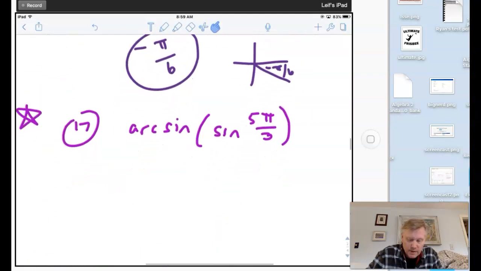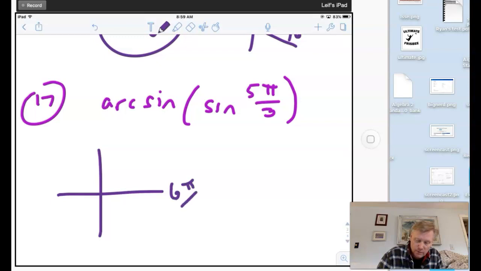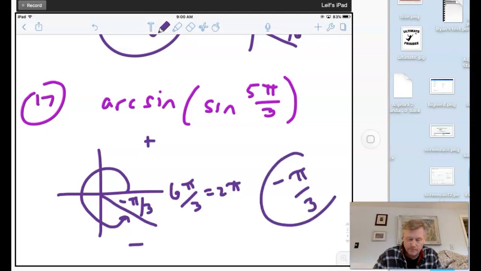17, arc sine. Once again, I got the arc in the front, so I could end up with a positive or negative answer because the angle can be different, depending on where that is. 5 pi over 3, this is 6 pi over 3 would be 2 pi. Which means I go almost all the way around to here. And remembering the sign is positive here and negative there, that means this is 1 pi over 3, which will give me my answer. All right, so those are those couple weird kind of problems.